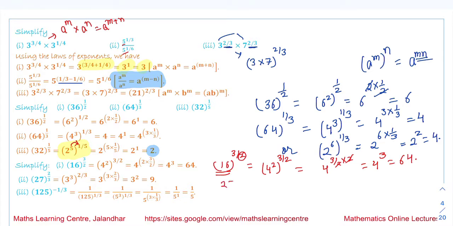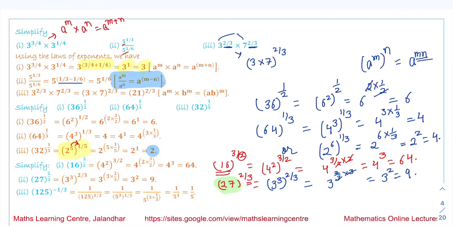Similarly, it is 27 raised to the power 2 by 3. The power we are talking about over here is in the denominator, it is 3. It means we are talking about 1 by 3. So how are we going to look at this problem? We have to write this as a power of 3. So it is 3 raised to the power 3, raised to the power 2 by 3. So this becomes 3 raised to the power 2 by 3 into 3. These 3s get cancelled and we are left with 3 raised to the power 2, which is equal to 9.